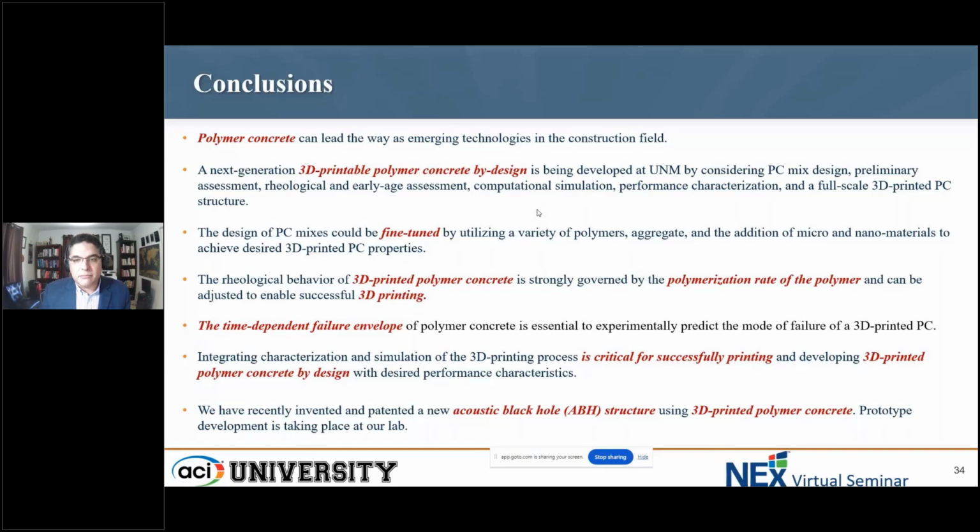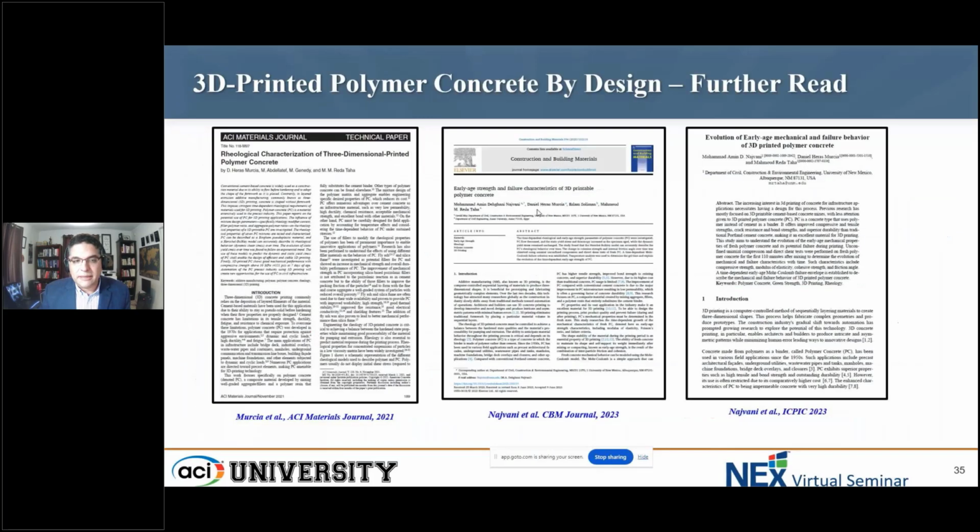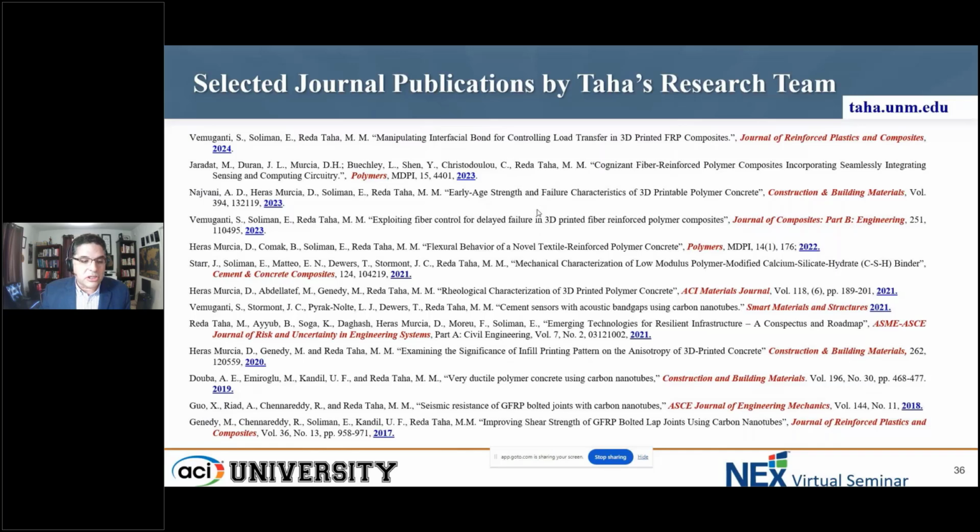Just some publications we've published in the past couple of years on the rheological evaluation and early age of polymer concrete. We've been working considerably on this topic for a long time, with different nanomodified polymers, using them both in composites and in polymer concrete.